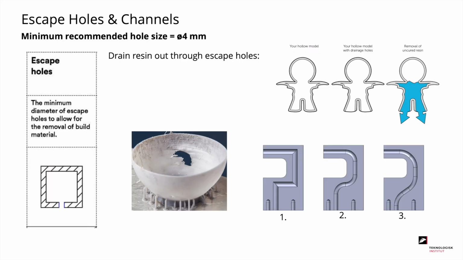For VPP technology, it's important to have escape holes and channels to drain out resin. The minimum recommended size for holes and channels is 4 millimeters. The best way to design channels is with rounded corners to make it easier for the resin to get out. Escape holes are especially important when printing cup-like structures with the bottom-up technology. If you don't have escape holes, you risk print failure or blowouts, as you see in the picture below.